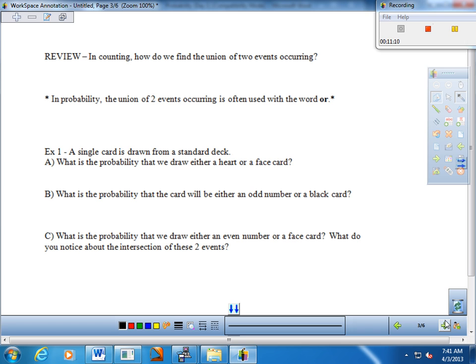Beautiful. All right, guys, let's go ahead and get in a little deeper into some of these problems and refer to sort of the counting principle a little bit, and I will go from there. So the review at the top, it says, in counting, how do we find the union, and that's pretty much what we're going to be doing today, the union of two events occurring. And so just in terms of counting, the way we said it is the number of the union of two events occurring, so one or the other, is equal to the number in the first plus the number in the second.